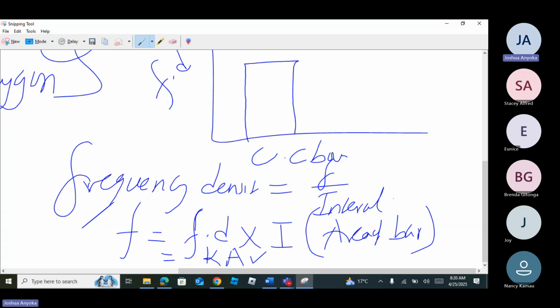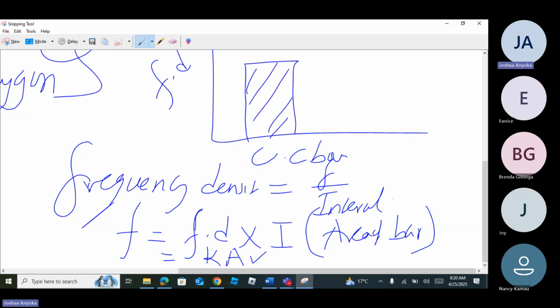If we have a bar of this kind, this is the frequency density, this is the interval. So the interval times frequency density gives us the area. So that area represents the frequency of that given class. Let's move on and see how it's going to behave.